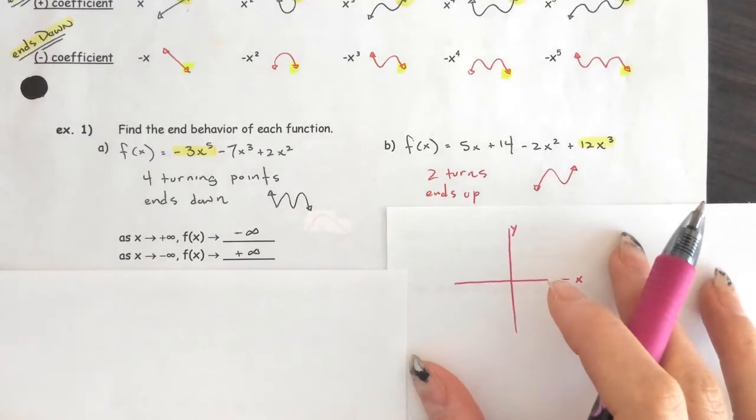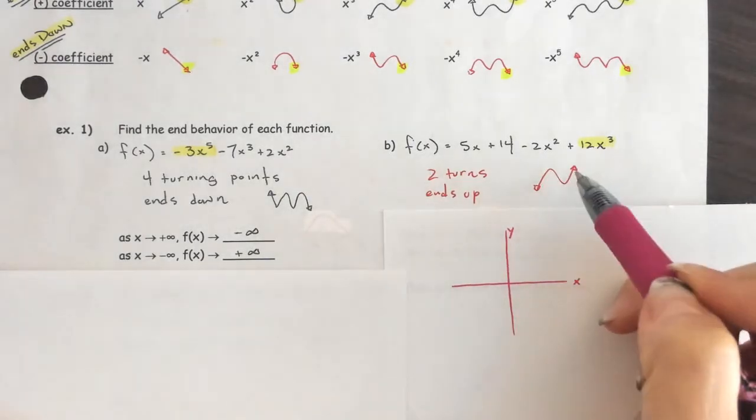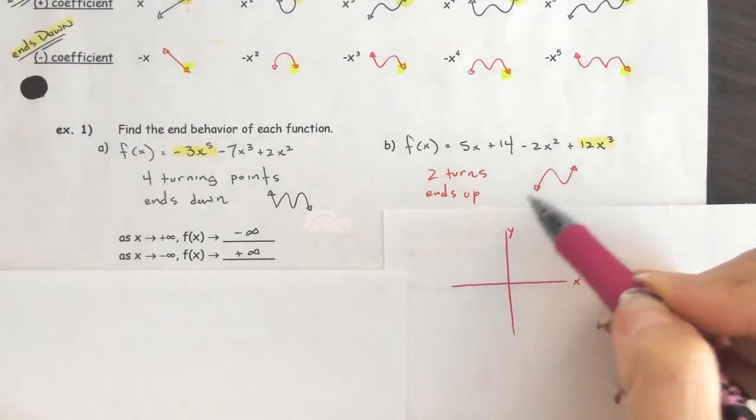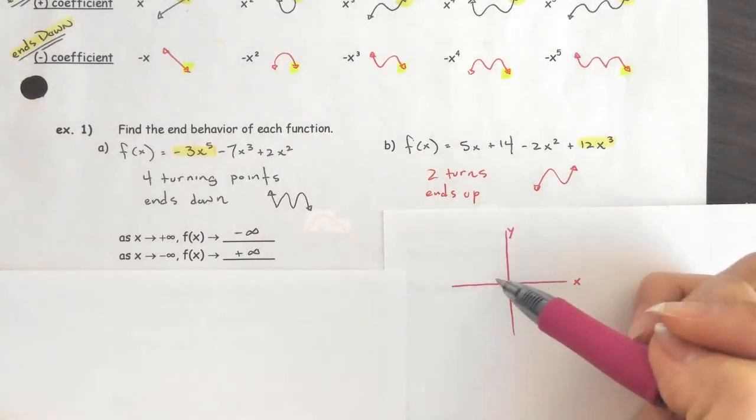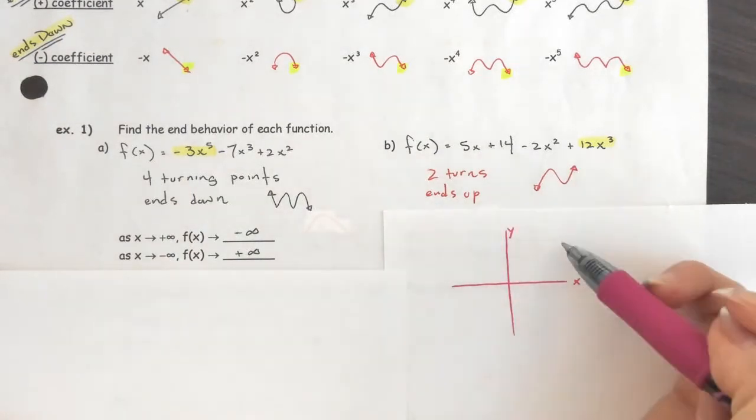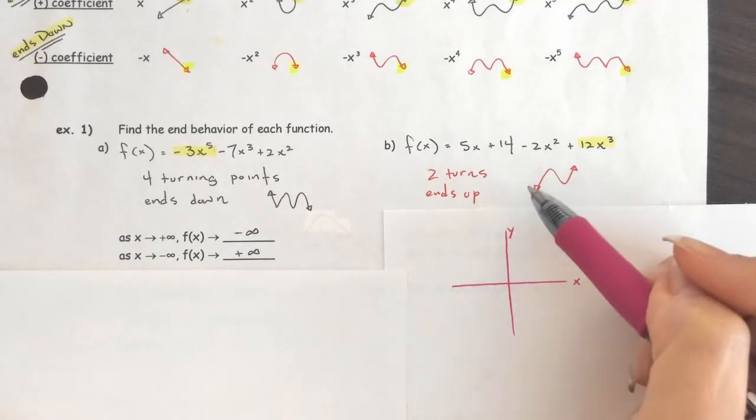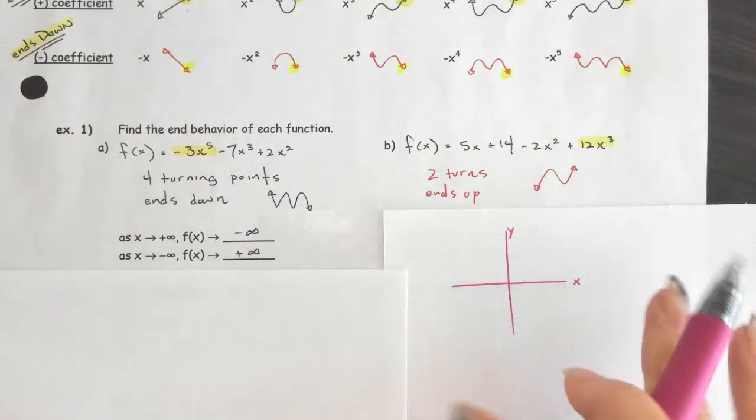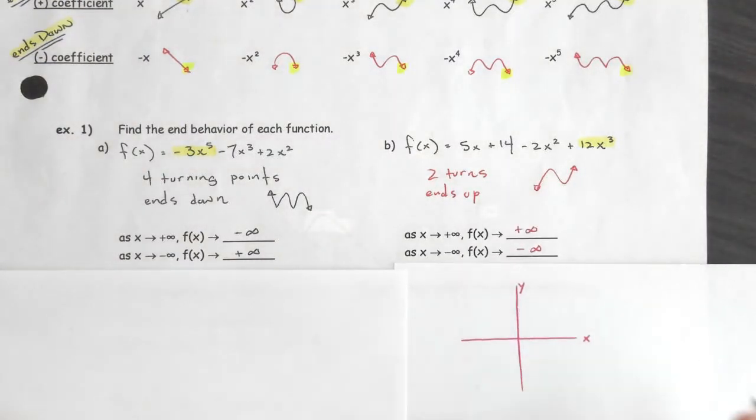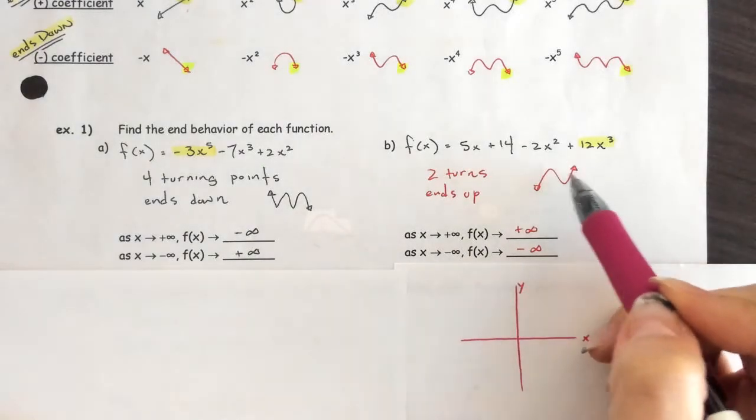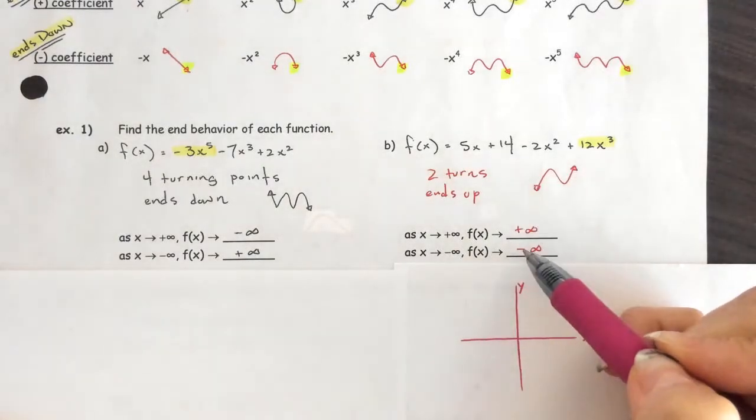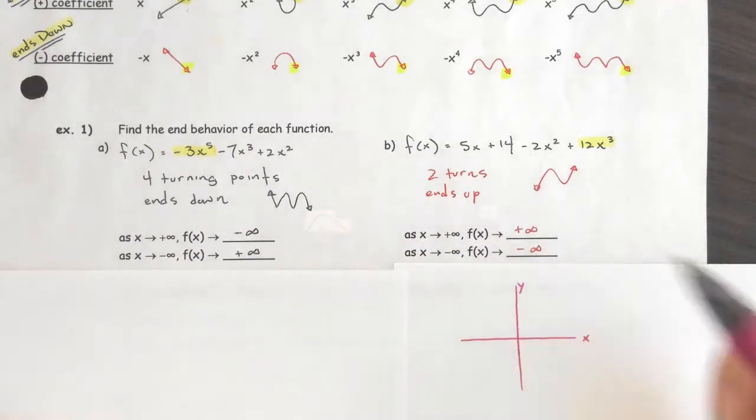So 2 turns, ends up. We start here, do our 2 turns. It looks something like that. Okay, so that means on the very right side, what's happening to the y? On the very left side, what's happening to the y values? Did you get that? Hopefully. On the right side, y is going up. On the left side, y is going down. So negative infinity on the left side, positive infinity on the right side.